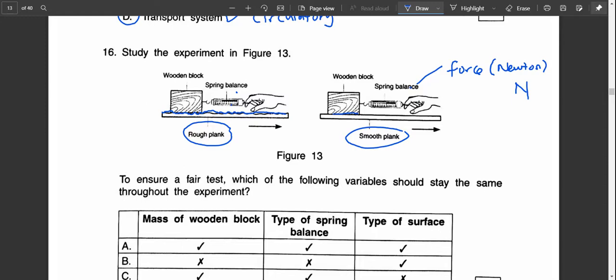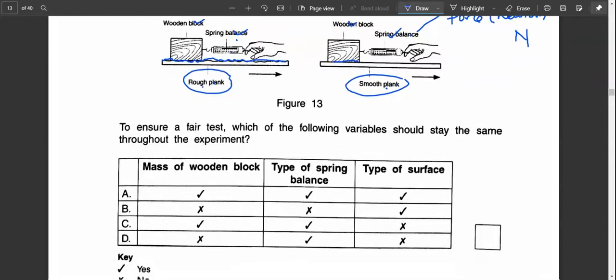To ensure a fair test, which of the following variables should stay the same throughout the experiment? So you can see that one of the planks is rough, one is smooth. So other than that, the rest should be similar. You have wooden block should be similar, you have spring balance should be similar. The only thing that's different must be rough or smooth plank. So mass of the wooden block should be the same. So variables mean the things that you change. So wooden block you should not change, which means it should stay the same. So yes and yes, so B and D is out.